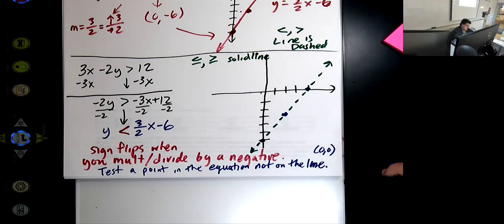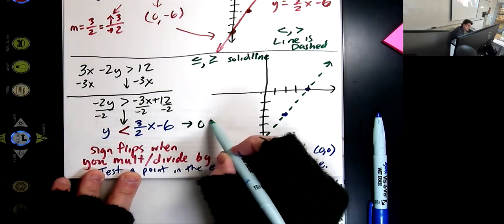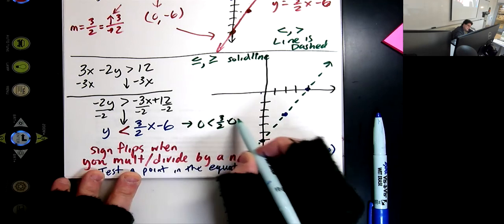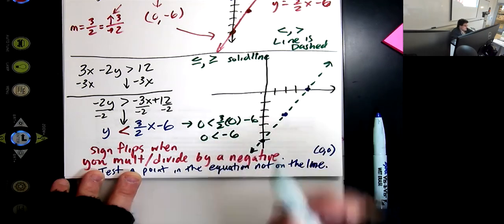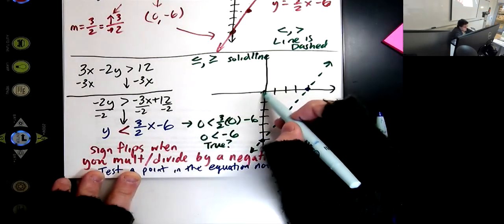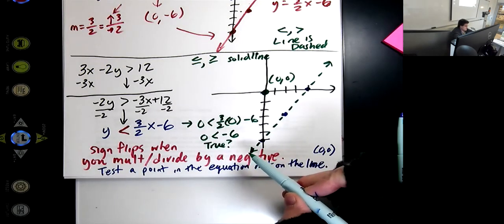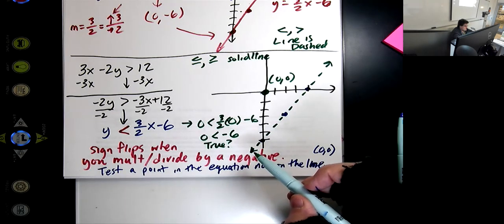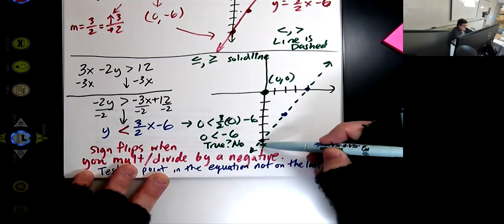So if we test a point in the equation, what I mean by doing that is this. I'm going to plug in (0, 0) here and see what happens. I've got 0 is less than 3/2 times 0 minus 6. I have 0 is less than -6. Is that true? That's the point I'm testing right there, (0, 0). Is 0 less than -6? No. So if it's not true, you shade on the other side of the line.